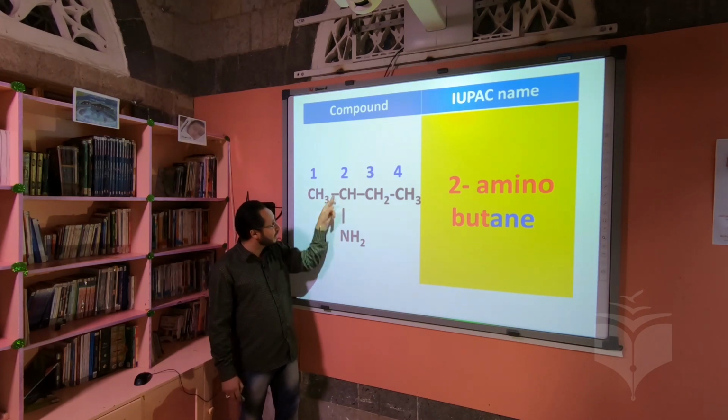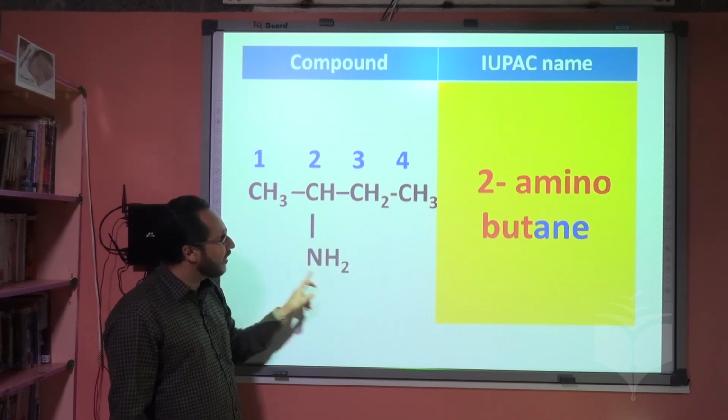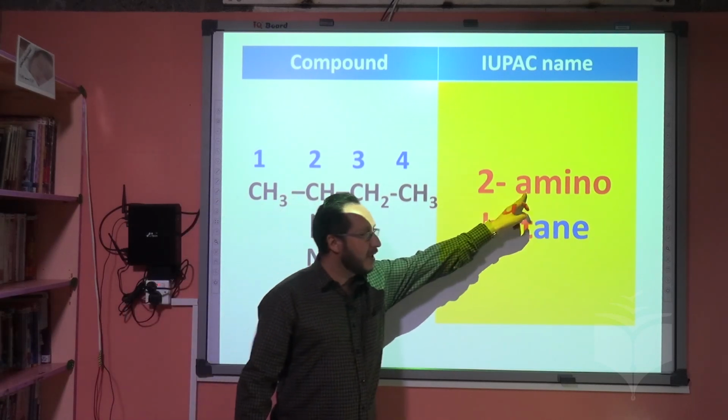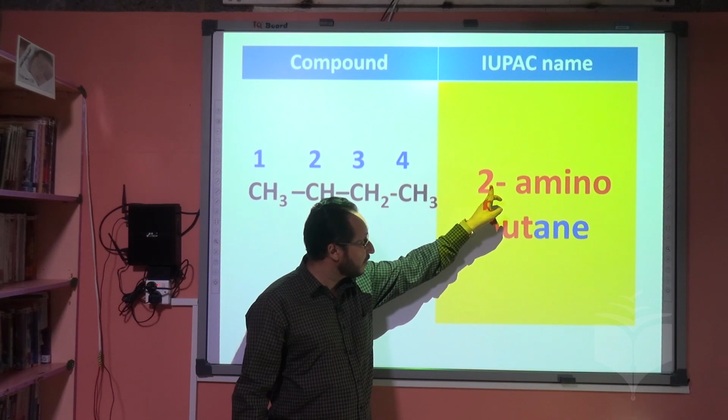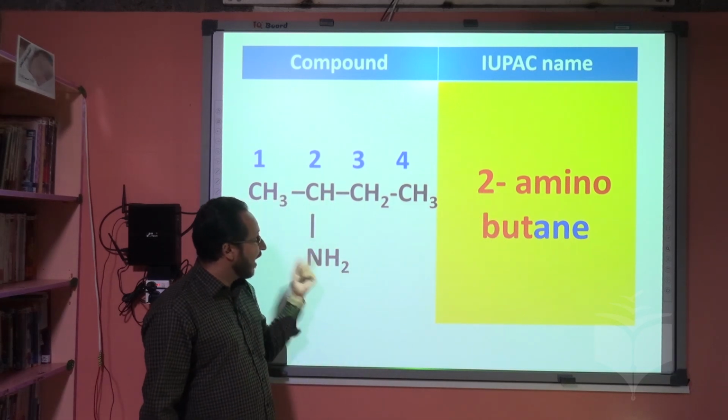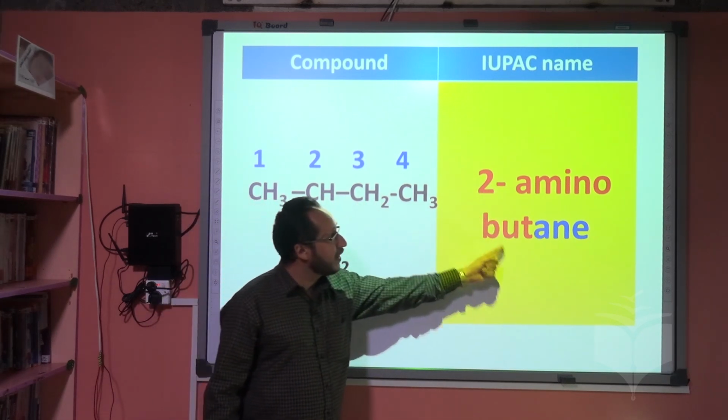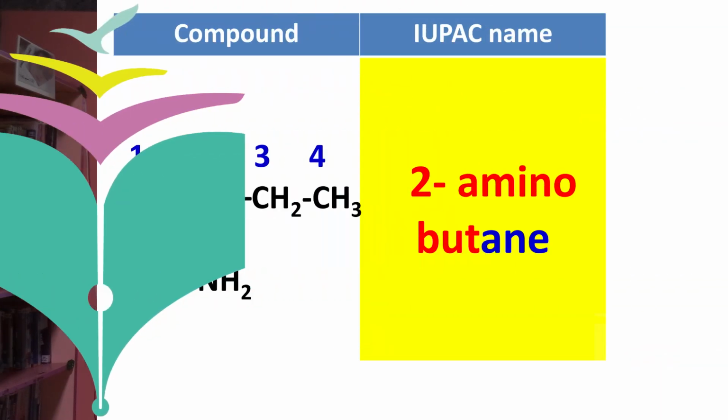So what does 2 mean? At carbon number 2, we have an amino group. So 2-amino means at carbon number 2 we have an amino group. And this is the longest chain. What do we call it? We call it butane.